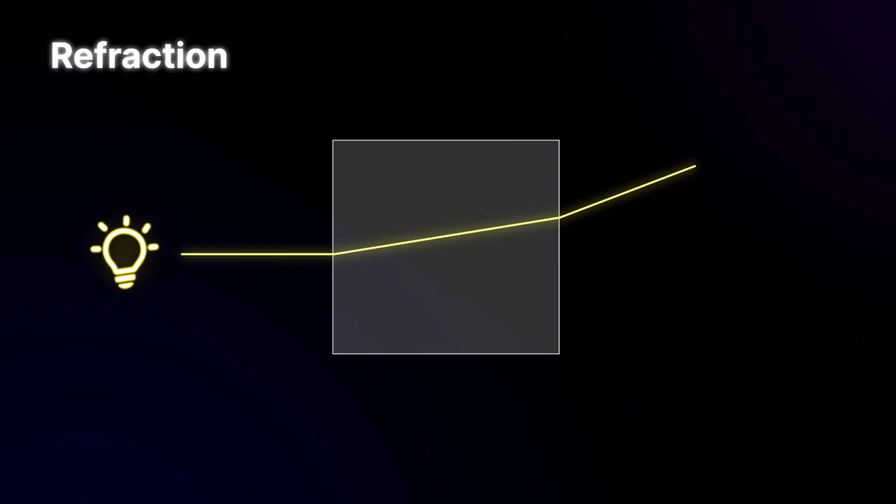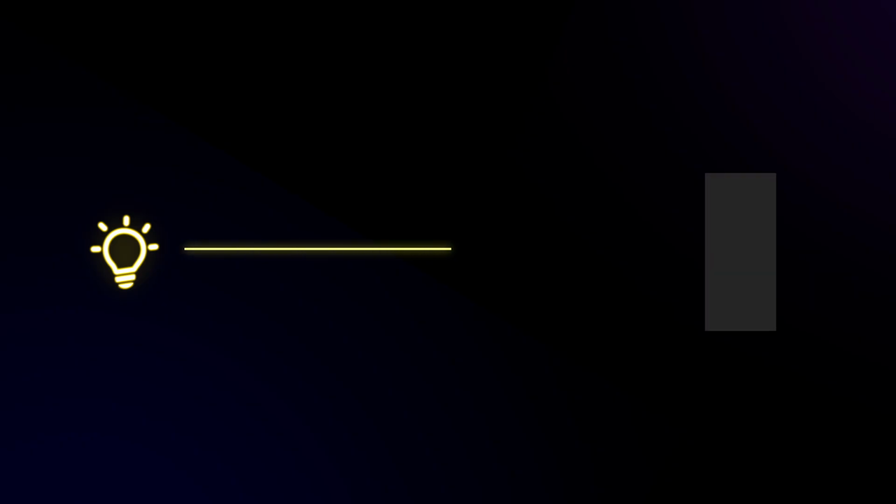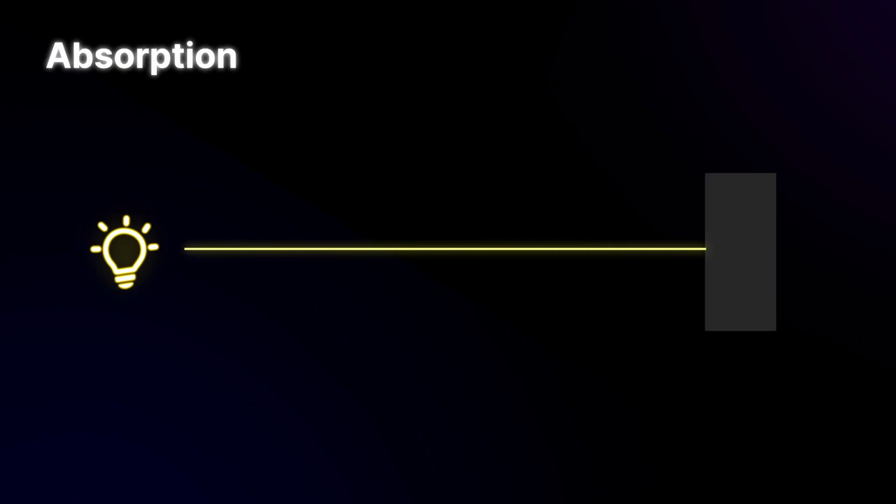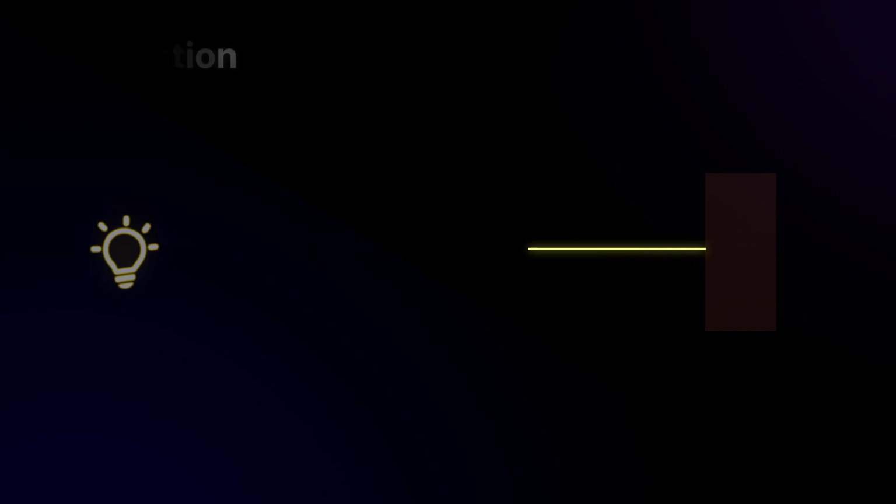If light passes through another material, its speed changes. As a result, it is refracted and also bent into a new direction. When light hits a dark surface, it is absorbed. The surface takes in the light, and the energy is often converted into heat.